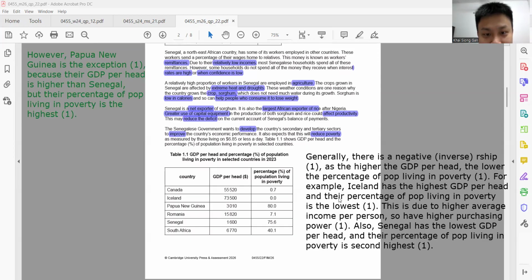What is the word for, in the table, one of it doesn't match with others? Exception or anomaly. So we call it exception. Some of you call it anomaly. Did I spell correctly? Exception.